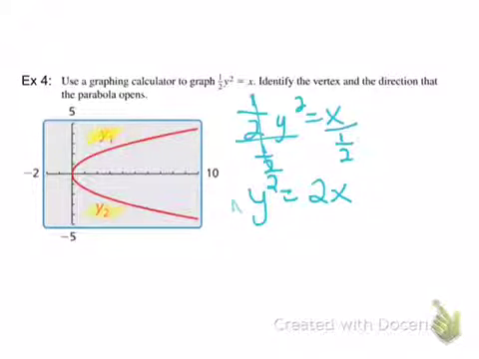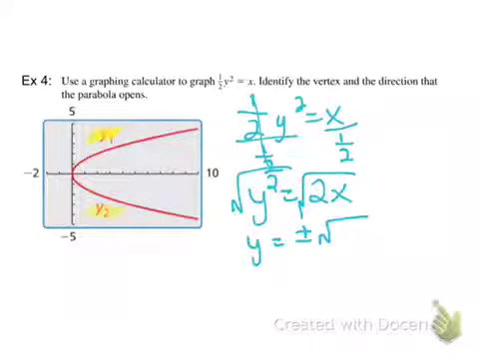Now I need to take the square root of both sides. So I get y equals plus or minus the square root of 2x. So this is the plus half, the bottom is the minus half, because you have to put them in separately since it's not a function by itself.